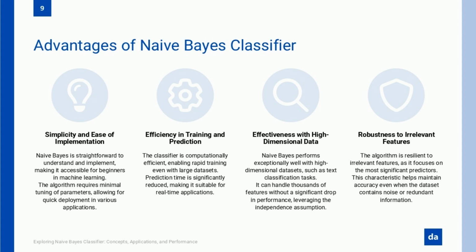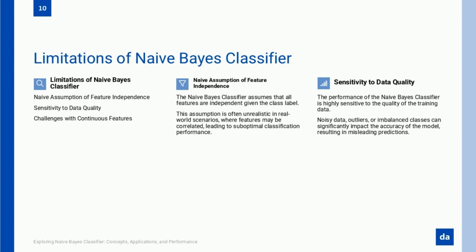Let's explore further. While naive Bayes classifiers boast a range of strengths, they aren't without their limitations. It's important to understand these drawbacks to make informed decisions about when and where to use this algorithm. Like any tool, it shines in certain contexts but falters in others. Let's unpack these challenges. First, the naive assumption of feature independence. This is the cornerstone of naive Bayes' simplicity, but it's also its Achilles heel.